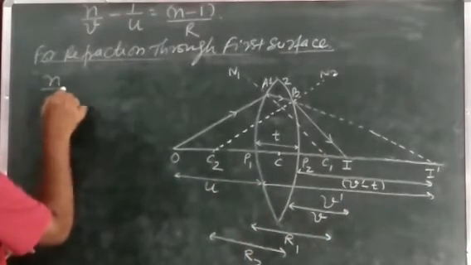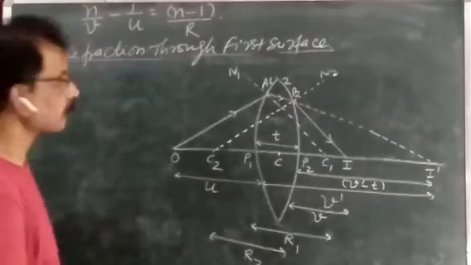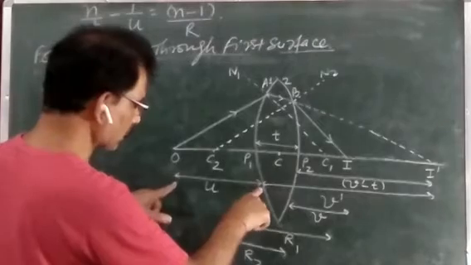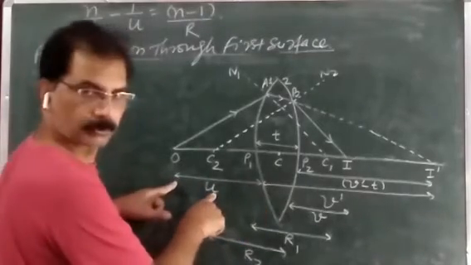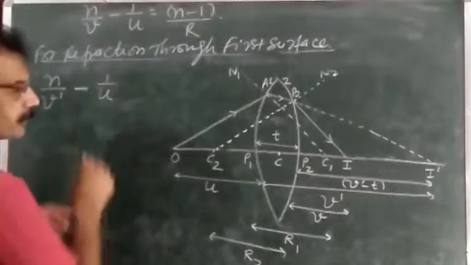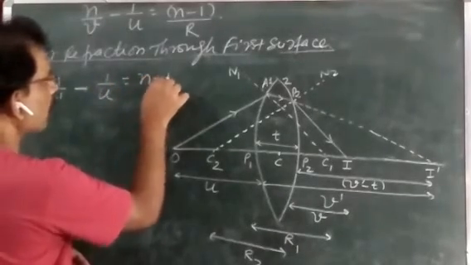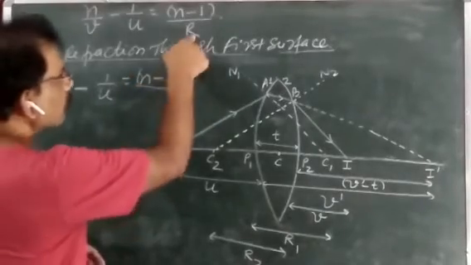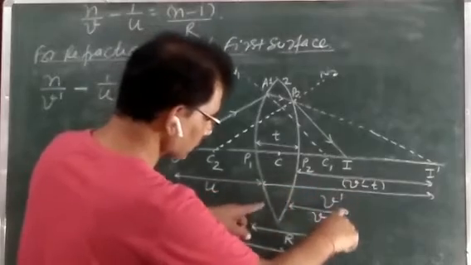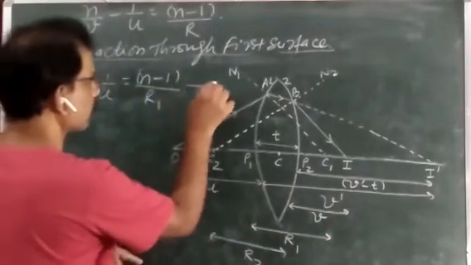n upon V dash minus for first surface, what is the distance of the object? U. So n upon V dash minus 1 upon U is equal to n minus 1 upon what is the radius of curvature of this first surface? P1 to C1 over this one R. So you write here this one is R equation.